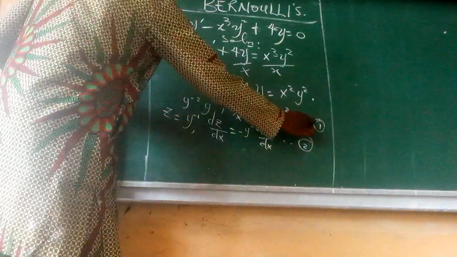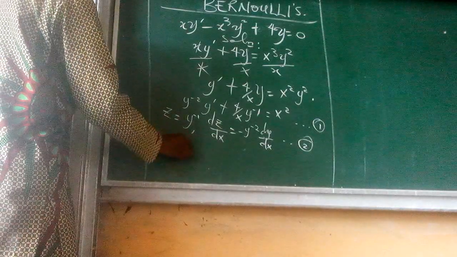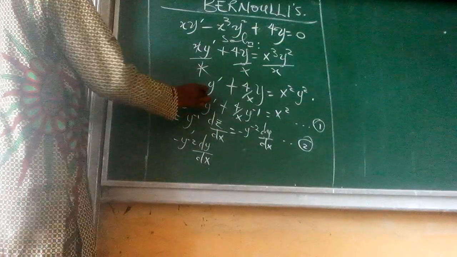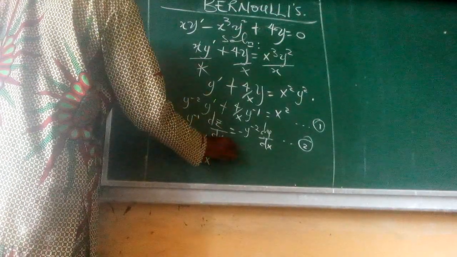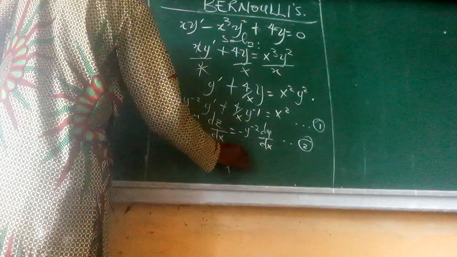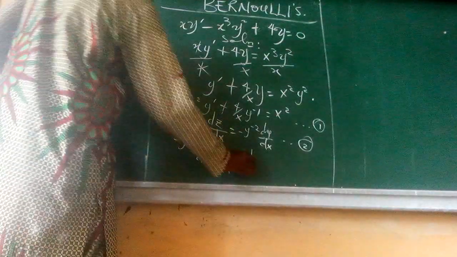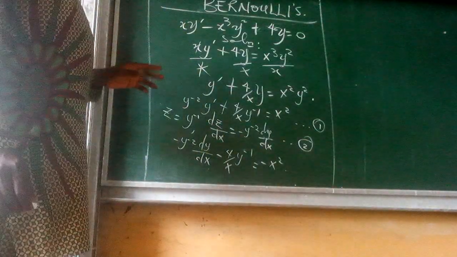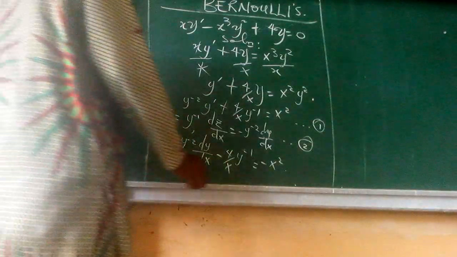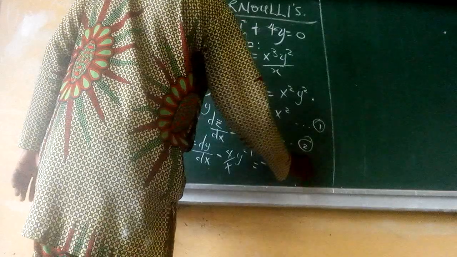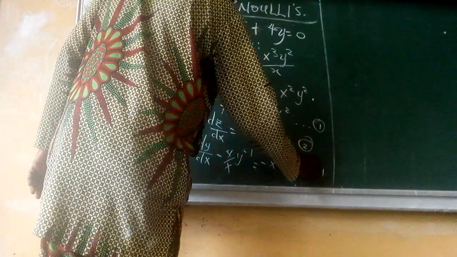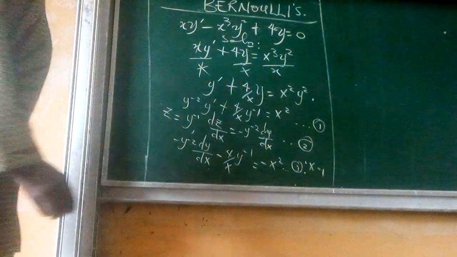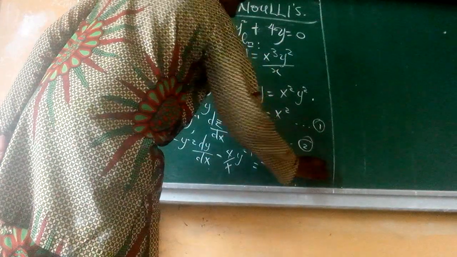When you multiply equation 1 by minus 1, we'll be having minus y raised to the power minus 2 dy dx, which is the y prime. Minus will multiply this to be minus 4 over x y raised to the power minus 1 is equal to minus x squared. We have multiplied through by minus 1. This equation, equation 3, was multiplied by minus 1.